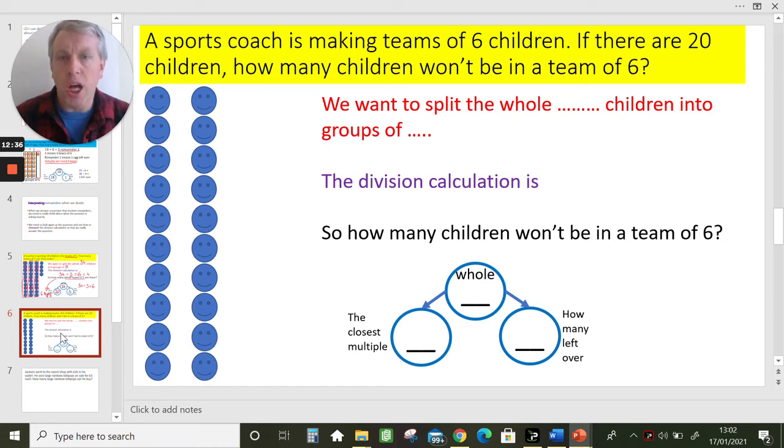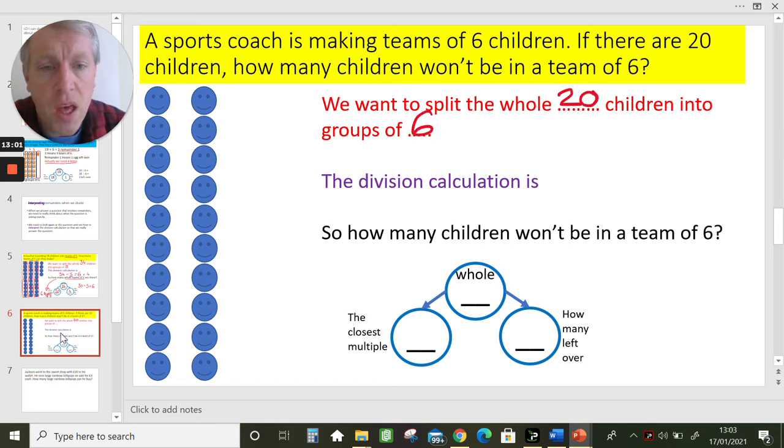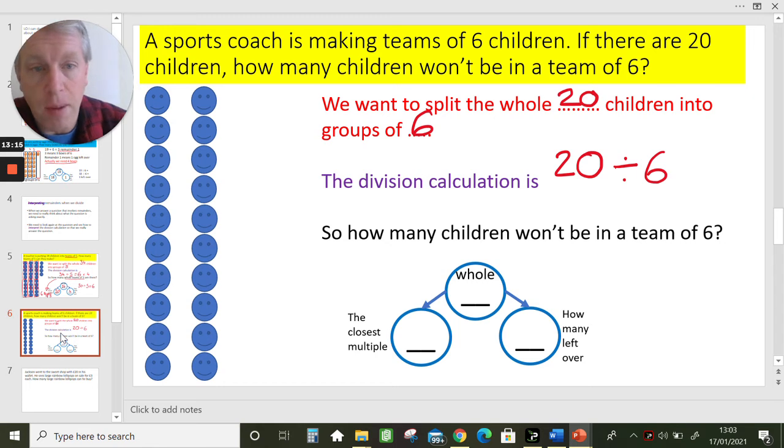Here's another question. A sports coach is making teams of 6 children. If there are 20 children, how many children won't be in a team of 6? Well, remember, when we divide, we think, what is the whole thing, the whole amount we're splitting up? We want to split the whole 20 children into groups of 6. We put the whole amount first. 20 is the whole amount because that's all of the children. 20 children, and we're putting them into teams of 6. It's 20 divided by 6.